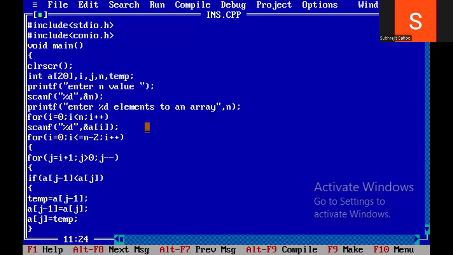So this is the technique for insertion sort. I hope it is very clear to all of you. If not, at least watch this video 1, 2, 3 times, then you will be very clear. I hope you will be fine.